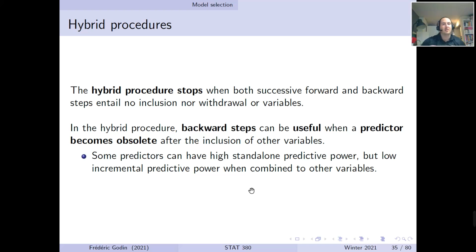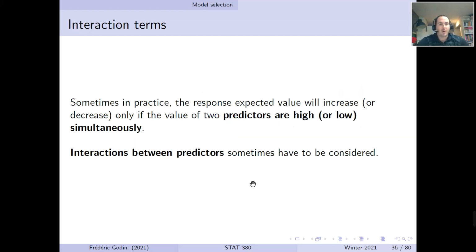So for this reason, some hybrid procedures do not only do forward steps, but alternate these with backward steps, to try to remove predictors which become irrelevant or yield low combined performance, so as to make the model as parsimonious as possible. Okay, that's great. This completes the description of the stepwise procedure for the selection of covariates.